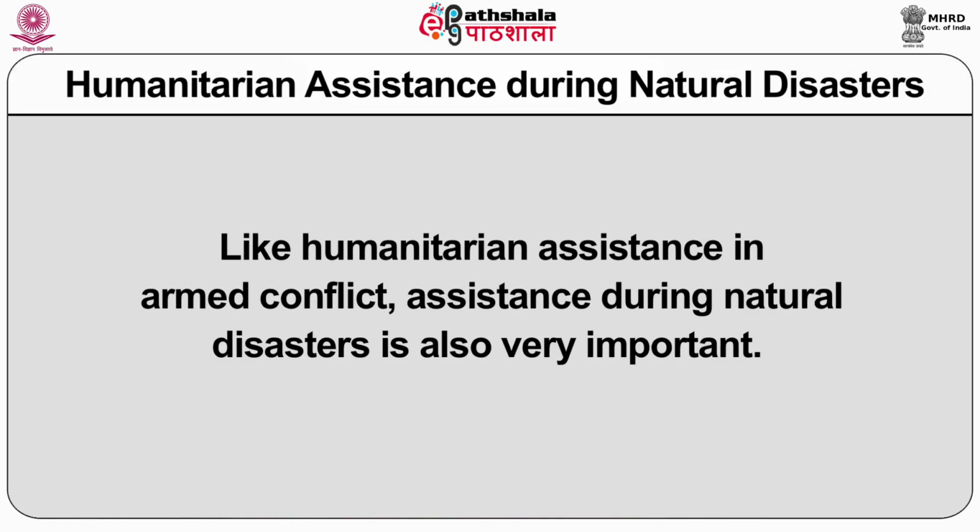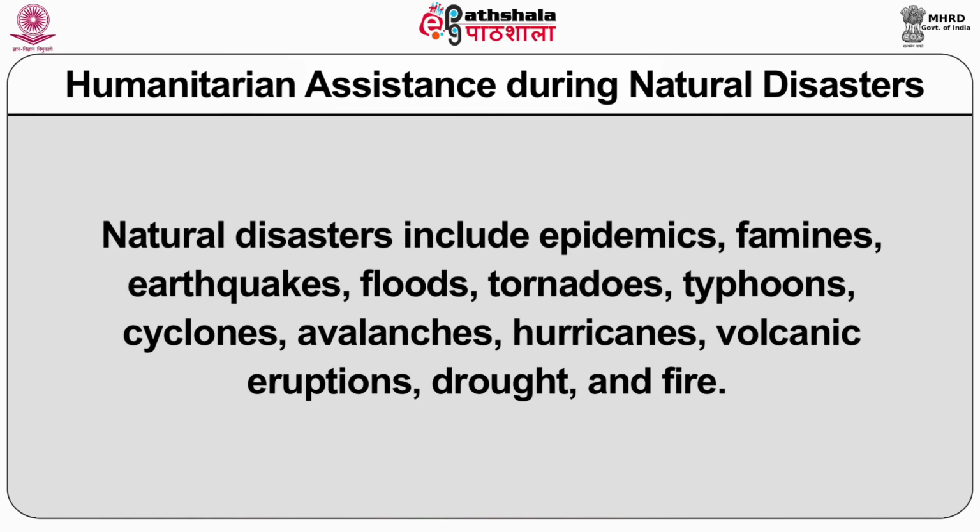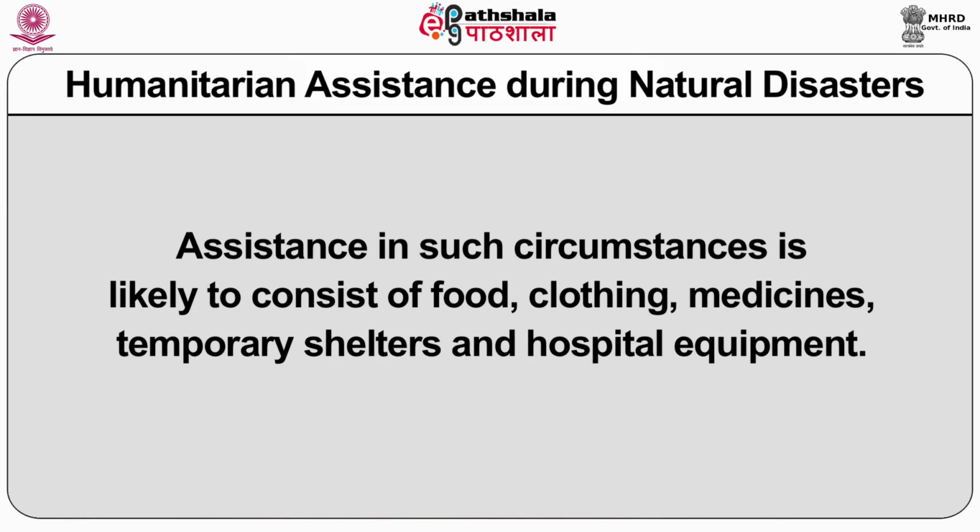Humanitarian assistance during natural disasters. Like humanitarian assistance in armed conflict, assistance during natural disasters is also very important. Natural disasters include epidemics, famines, earthquakes, hurricanes, etc. Assistance in such circumstances is likely to consist of food, clothing, medicines, temporary shelters, and hospital equipment. Though assistance during natural disasters is very important, none of the binding international human rights law explicitly addresses the right to protection and relief from disasters. But this is clearly implied.